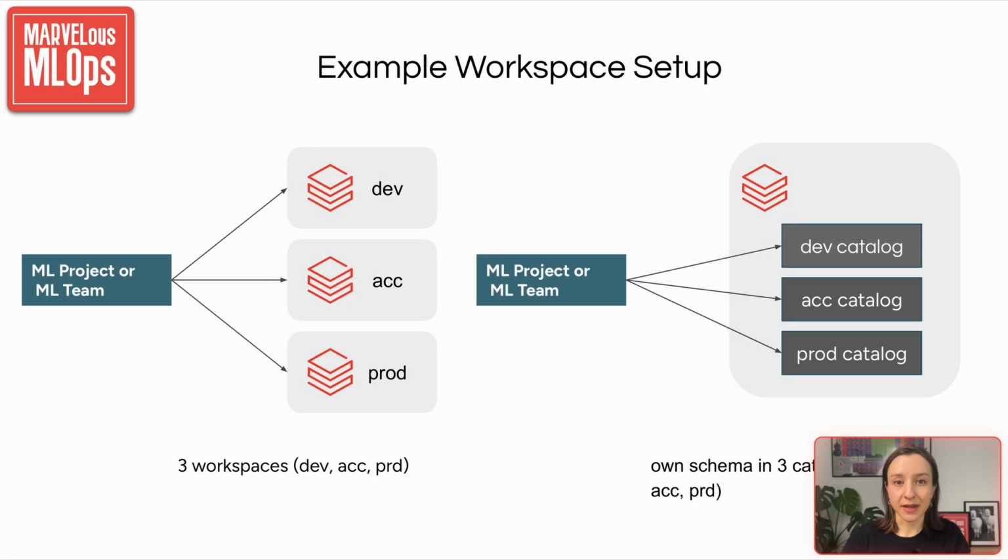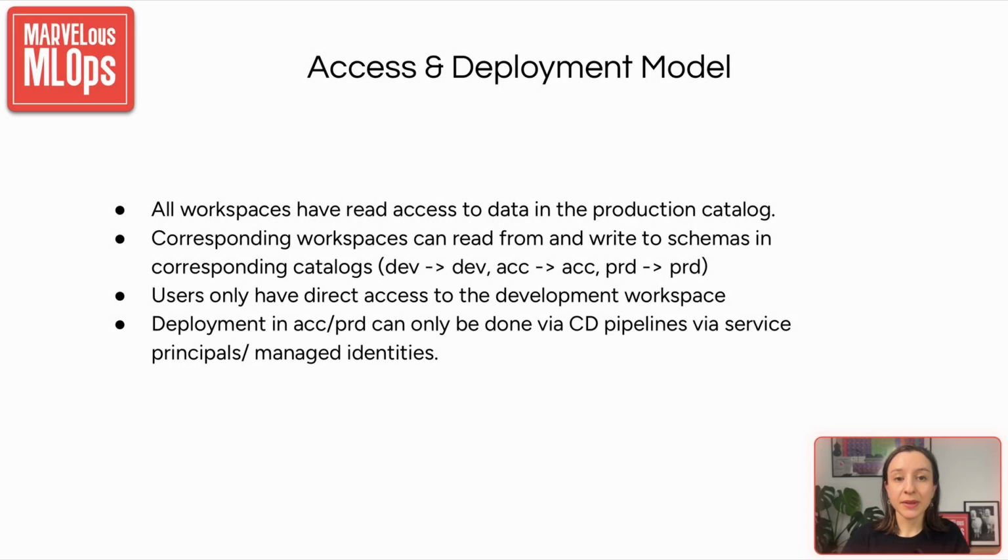In a typical setup, each team or machine learning project would have three workspaces: development, acceptance, and production, and they would have three different catalogs with their own schemas. But there are a few important rules in this setup. All workspaces, development, acceptance, and prod, should have read access to production data. It is important to ensure consistency across environments.